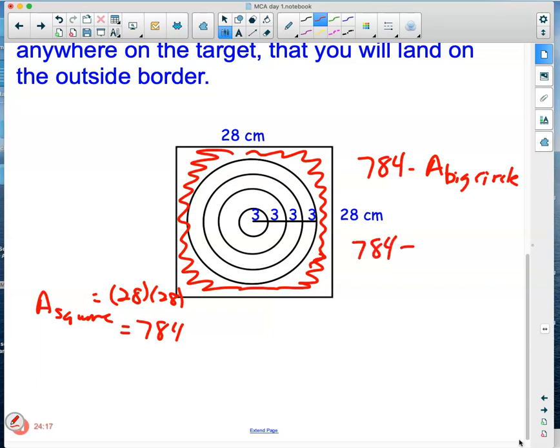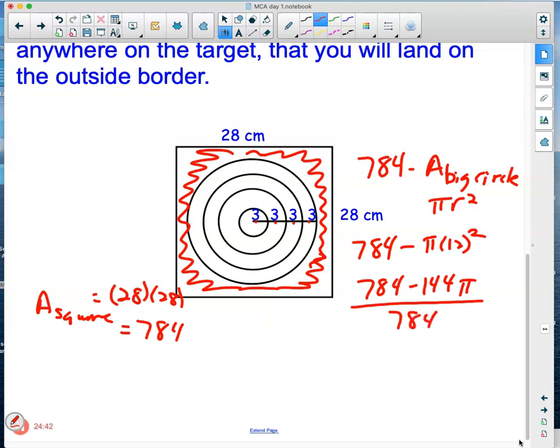Well, that's going to be pi r squared. And we have 3 plus 3 plus 3 plus 3, or 3 times 4, which is 12. So pi times 12 squared, or 784 minus 144 pi. And again, I have to divide that by the total, the whole board. And the whole board was the 28 by 28, which was 784.